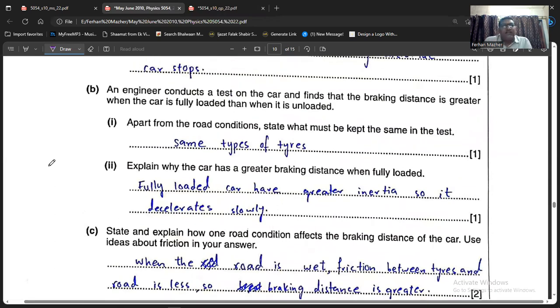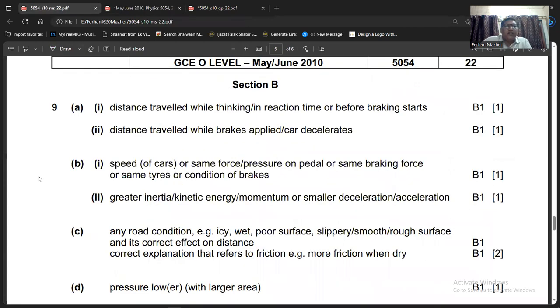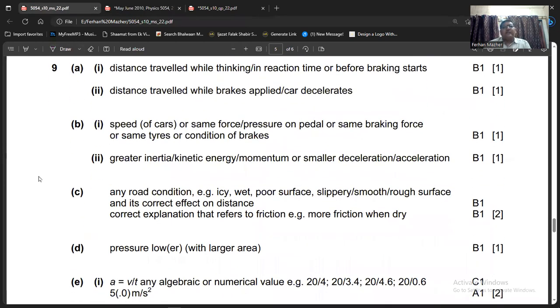Here my student has written the same types of tires. There are many factors, and one of them is the speed of the car, and one can be the same types of tire on both cars. So: speed of the car, or same force or pressure on the pedal, or same braking force, or same tires, or condition of the brakes.